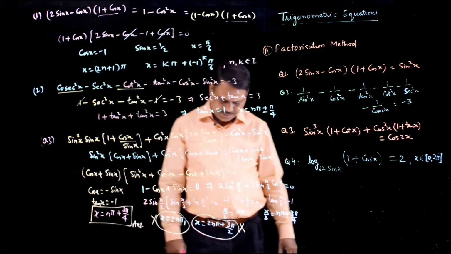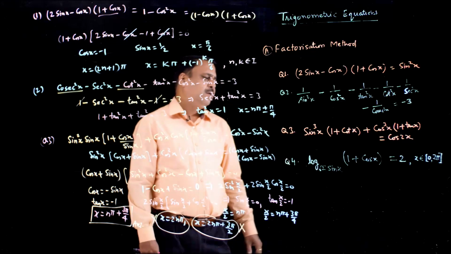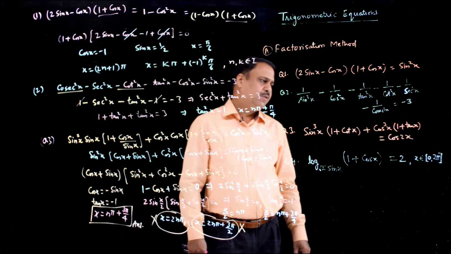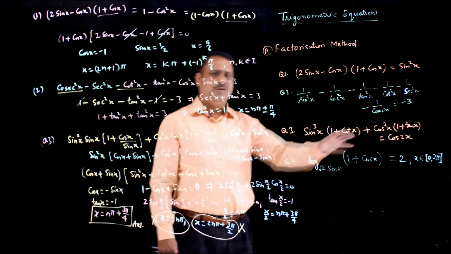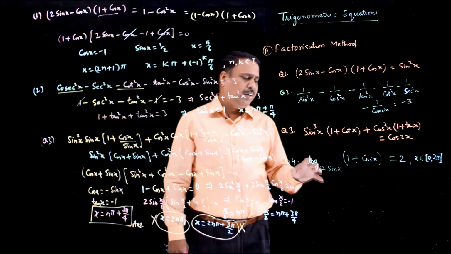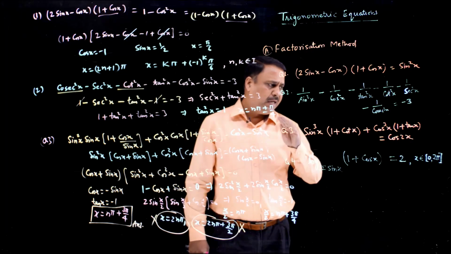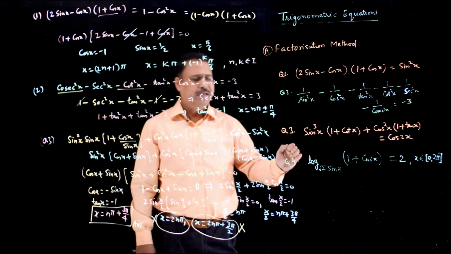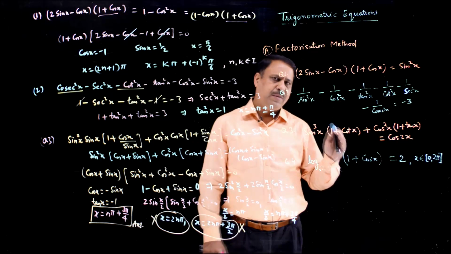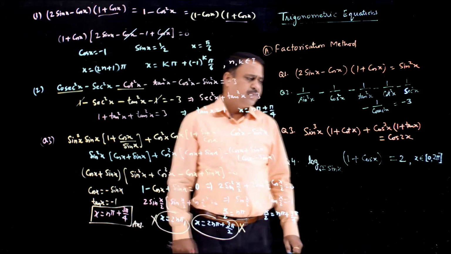Next, this problem. Log base root 2 sin x of (1 plus cos x) is equal to 2. We have to find its solutions when x varies between 0 to 2 pi. Now, whenever log is there, again see what the conditions are. Sin x must be positive. So, we will not have any solution in the third and fourth quadrant. At the same time, x cannot be 0 or pi or 2 pi, x cannot be pi by 2, 3 pi by 2 or any of those things.